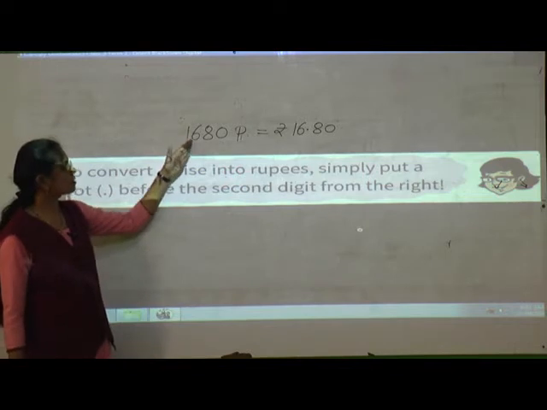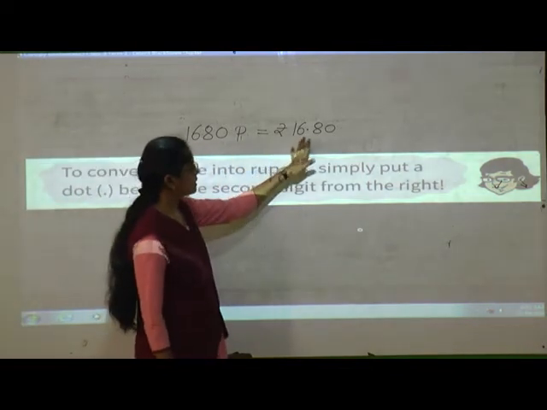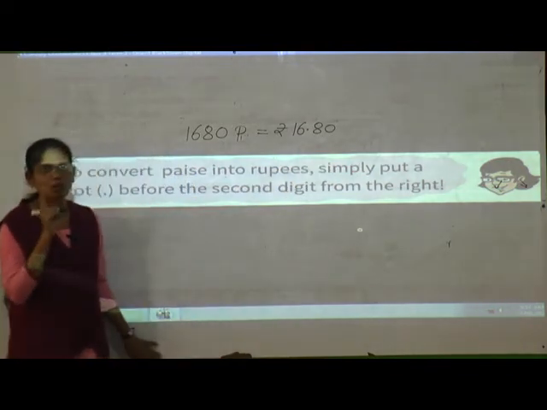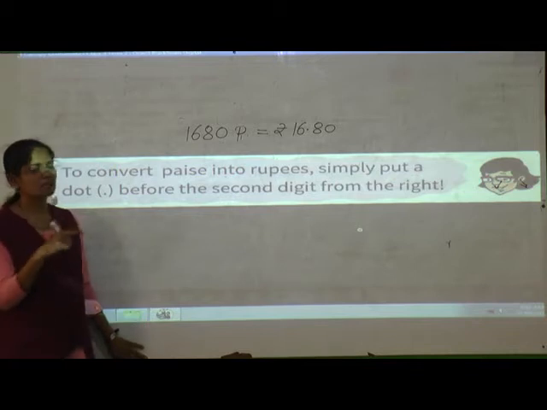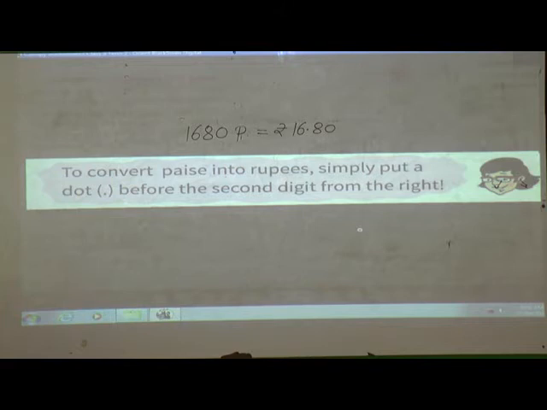Now here 1680 paise is equal to rupees 16.80. Just give a dot before the second digit from the right side. Then you can convert paise into rupees. Clear this point? Okay.